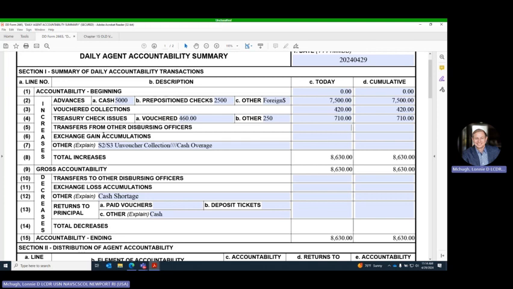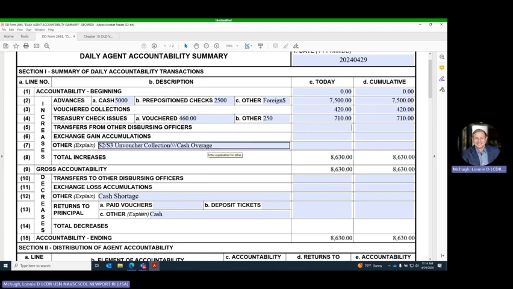Line 6 is our exchange gain accumulations, and this is if we had foreign currency. Typically, foreign currency has a conversion rate that goes past 2 decimals. So if there was a gain or loss there, we would account for that on this line. Again, that's a whole other scenario where we have to fill out a 2663 and a 2664, and there's some equations in there, and we are not diving into that today.